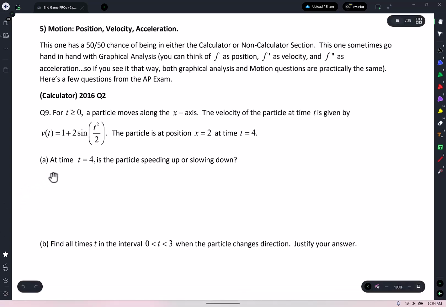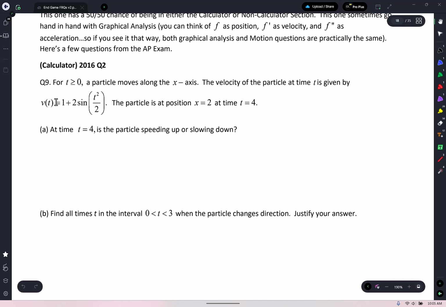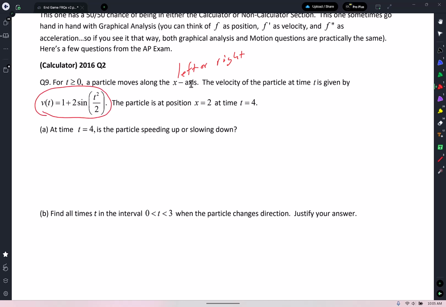All right. Here we go, guys. It says, for t greater than or equal to 0, a particle moves along the x-axis. So I'm either moving left or right. If you want to put that, you can. You don't have to. You're either moving left or right because you're on the x-axis. The velocity of the particle at time t is given by, so they give you a velocity equation. Since you have a calculator, the very first thing I would do is insert that into y1.